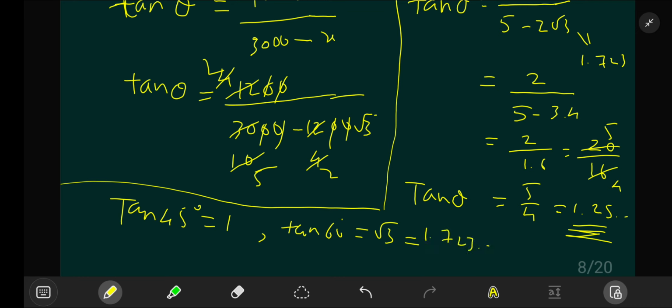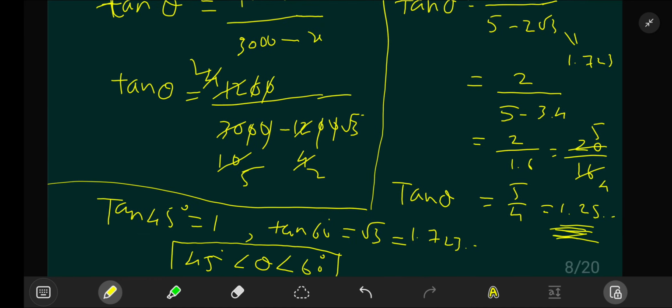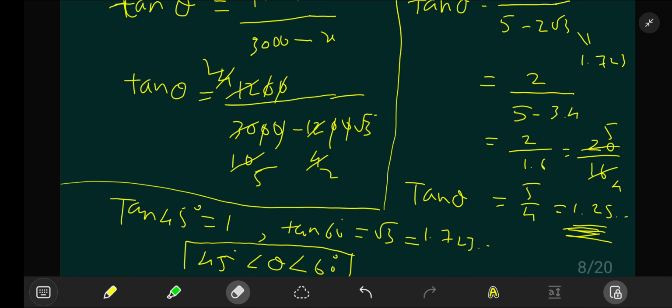Root 3 is 1.732, something like that. So 1.25 is less than 1.732. So theta is in between 45 degrees and 60 degrees. This is the answer. Theta is in between 45 degrees to 60 degrees. Okay.